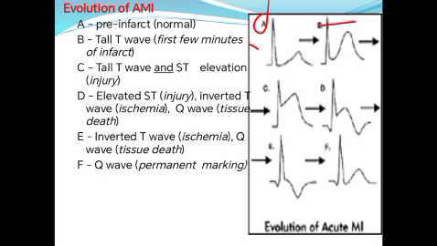This is the R wave, and this is the ST. It is more than half. Now this is a totally abnormal T wave. This is seen in the first few minutes of myocardial infarction. After this tall T wave, there will be ST elevation. That means the injury has occurred.